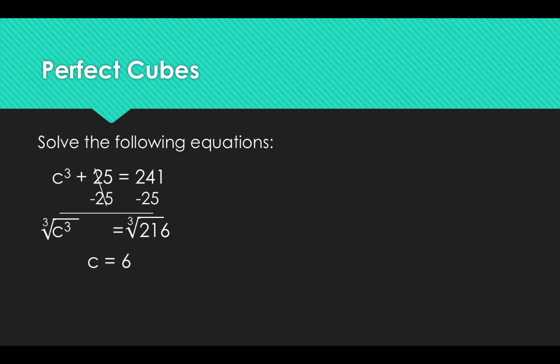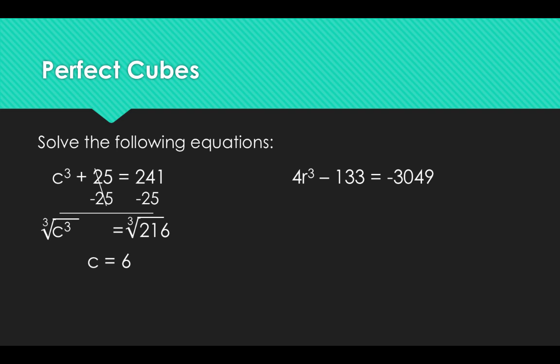So 216 is positive, so my answer is going to be positive. That's what I was saying before when you have to take the same sign. So my solution to this problem is c equals 6. That's the only number that you could substitute back in for c to make this a true equation. Let's do another one. 4r cubed minus 133 equals negative 3049.